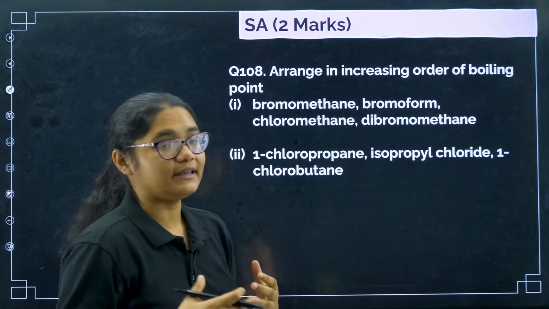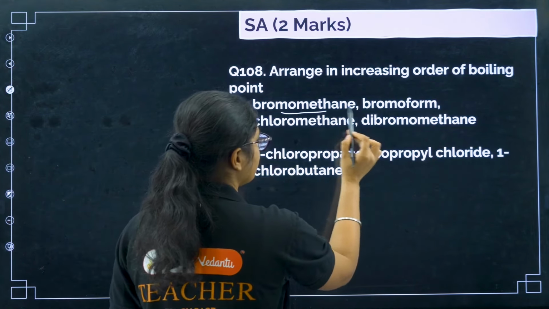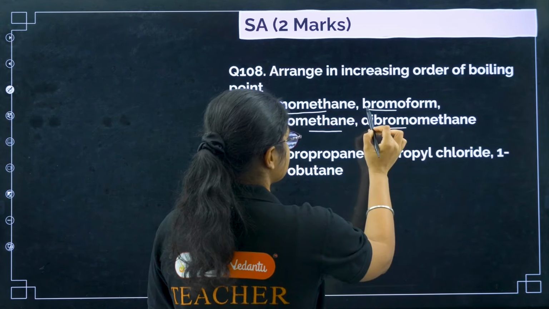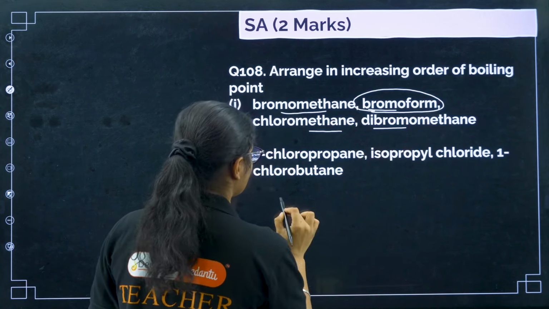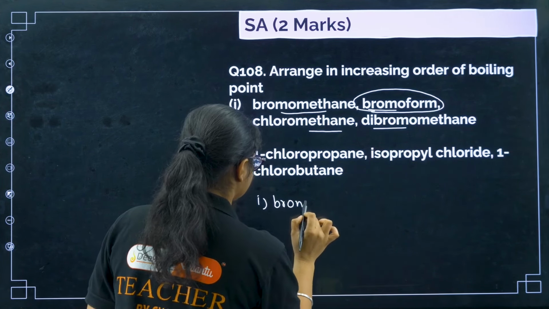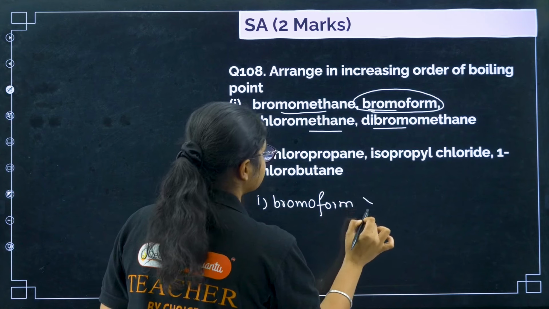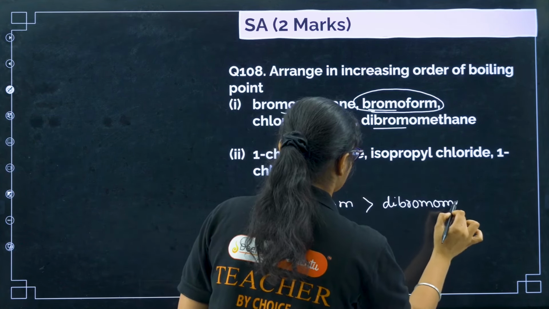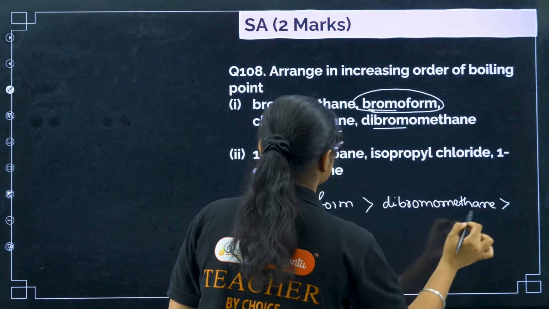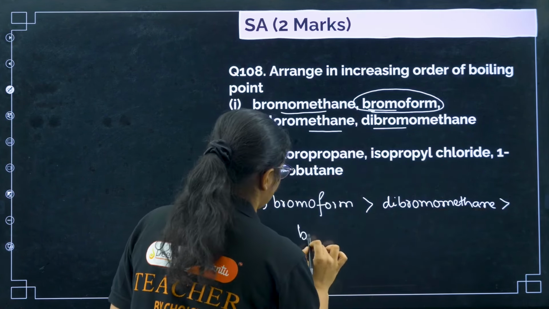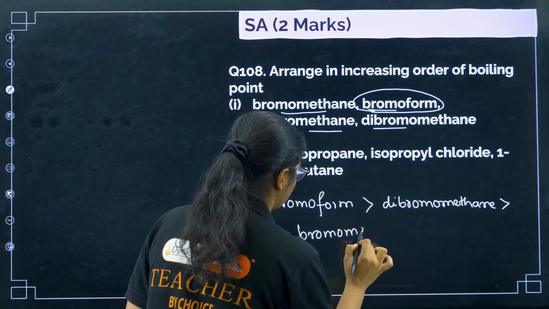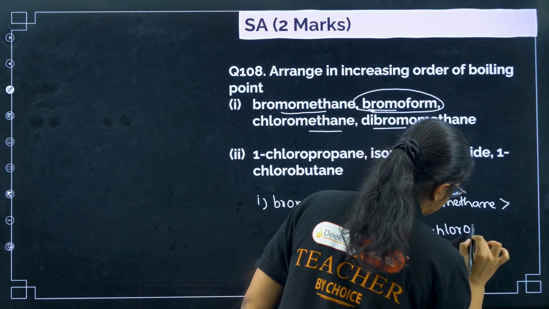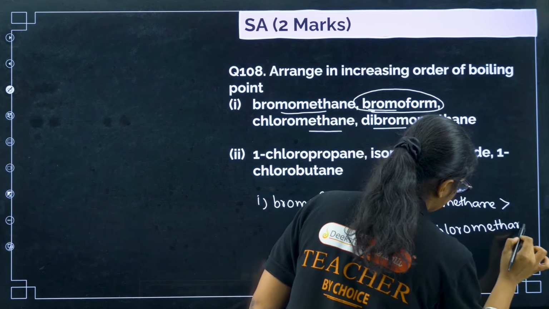Next, arrange the following in the increasing order of their boiling point. So we have bromomethane, bromoform, chloromethane and dibromomethane. So you can see first of all bromoform will have more because its mass is more. So first one I can write bromoform. Okay. Next you have dibromomethane. Next we have bromomethane, and then we have chloromethane.